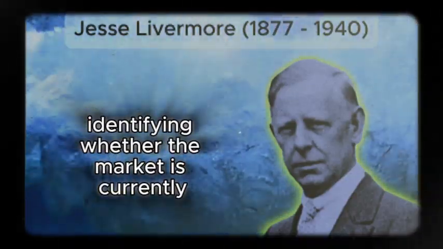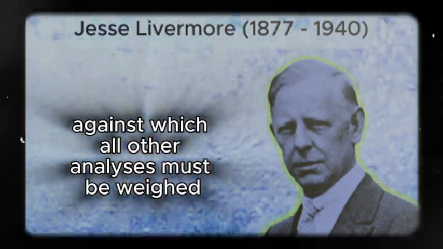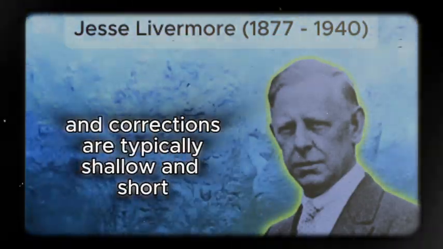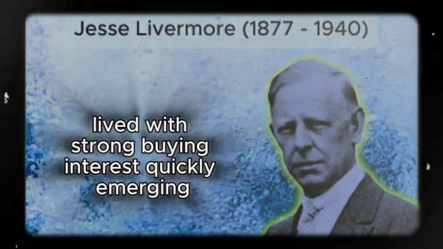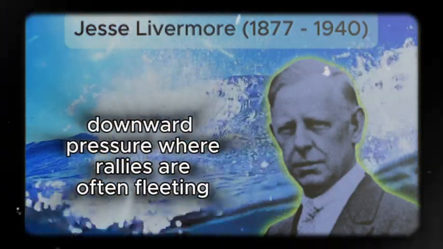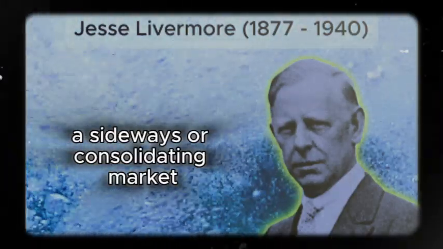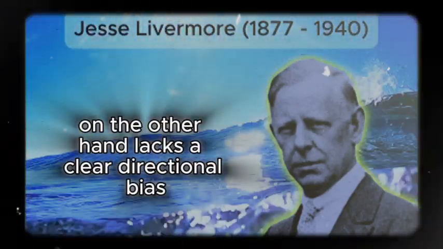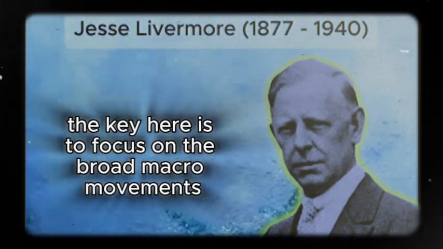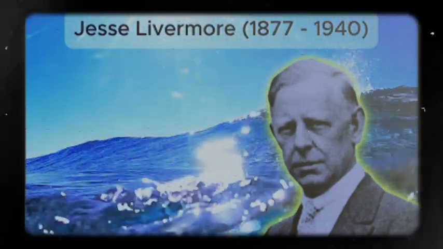Identifying whether the market is currently in a primary bull, bear, or sideways trend provides the essential backdrop against which all other analyses must be weighed. During a bull market, upward movements are generally sustained, and corrections are typically shallow and short-lived, with strong buying interest quickly emerging. Conversely, a bear market is characterized by persistent downward pressure, where rallies are often fleeting and met with heavy selling. A sideways or consolidating market, on the other hand, lacks a clear directional bias, with prices oscillating within a defined range. The key here is to focus on the broad macro movements rather than getting bogged down in the minutiae of daily fluctuations.